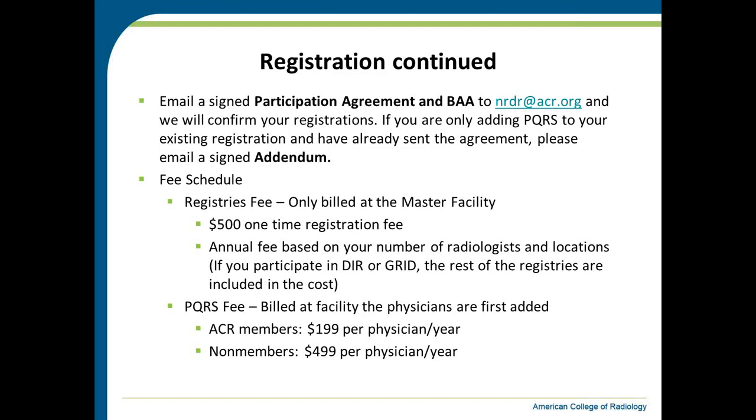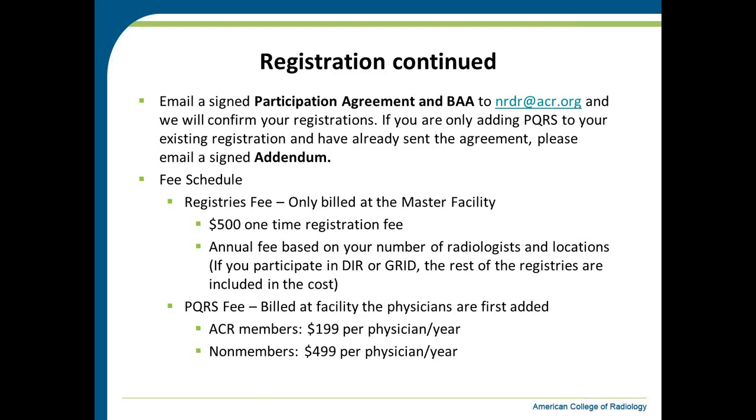So for the fees, there is a registries fee. This is not PQRS. This is for the other registries, such as the lung cancer registry and the dose index registry. There's a $500 one-time registration fee, and then there is an annual fee based on your number of radiologists and locations. And please note, this invoice is just one per master account. So you'll only get one invoice, and that's going to cover all your sites. So it's actually going to come out cheaper if you have several sites and you have them all linked in the master account.